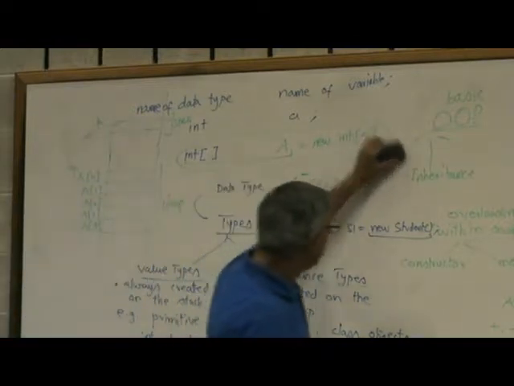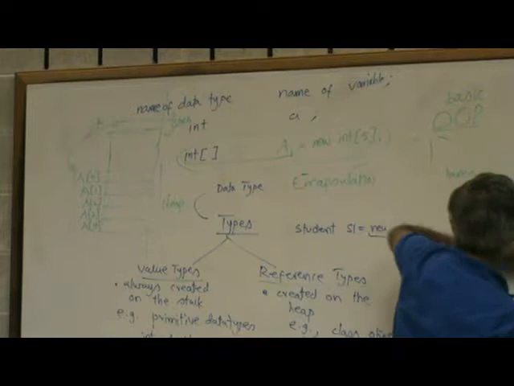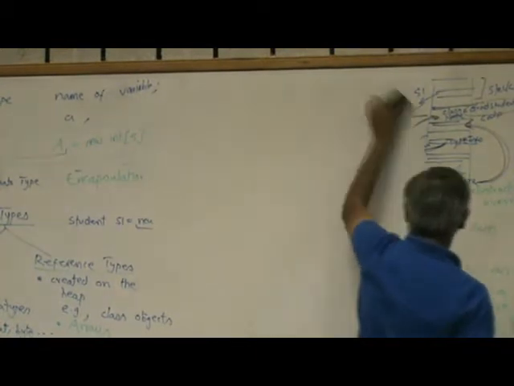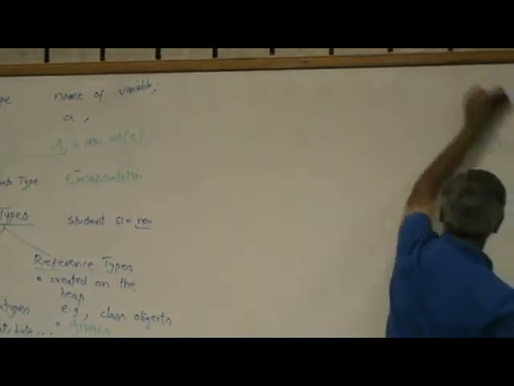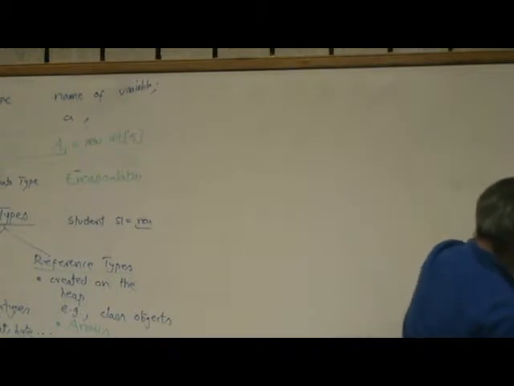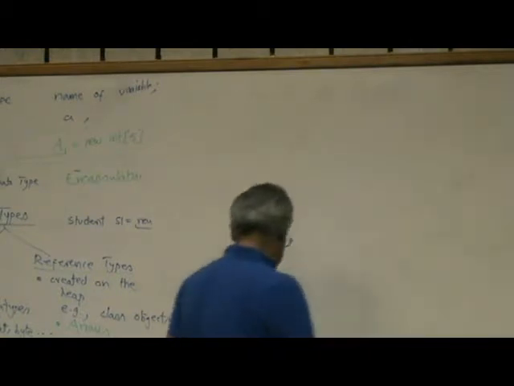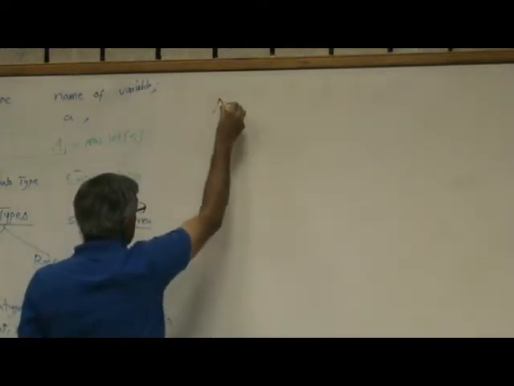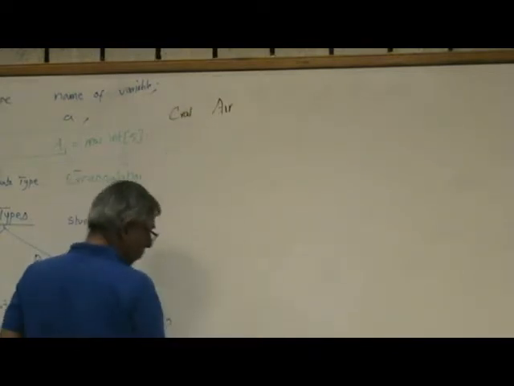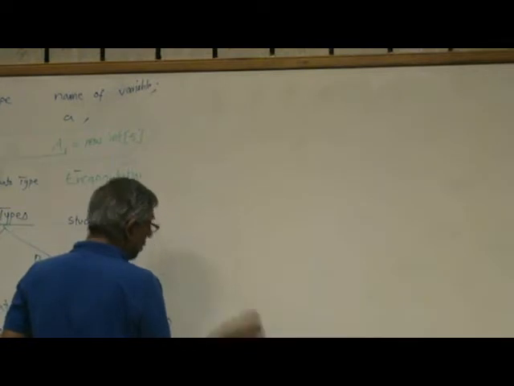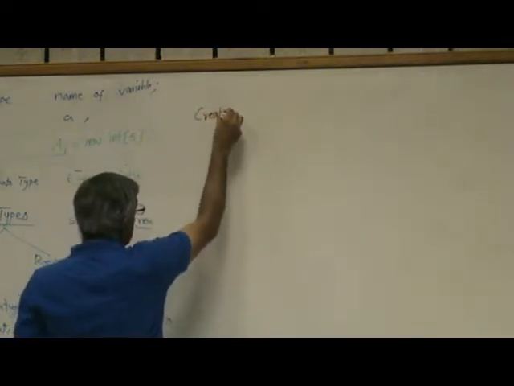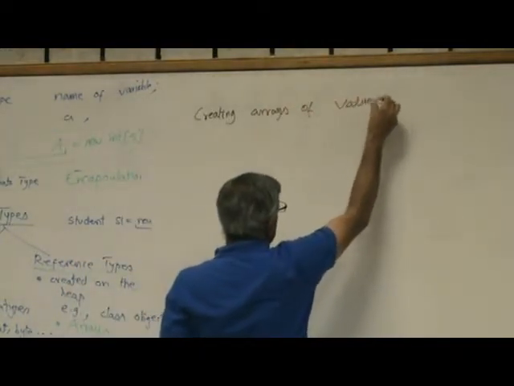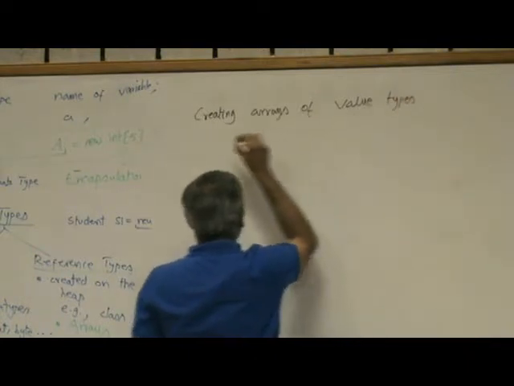Now there are a few complications with arrays. One of the complications is when we create arrays of reference types. So first of all, let me give you a statement: creating arrays of value types is easy.